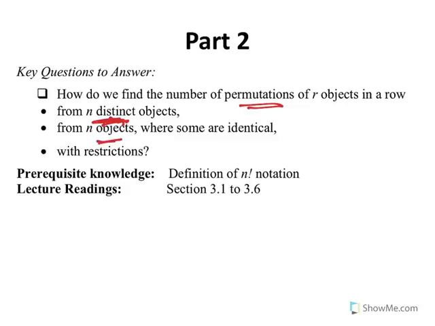From n objects of which some are identical, we will also study how to find permutations provided there is some restriction. For example, how many ways can I arrange such that the first one must be a boy, or the first one must be a girl, or the first one must be from RFM, or the first one must be from badminton? How many ways can I arrange these students? Finding the number of permutations refers to arrangement, where the order of arrangement matters.